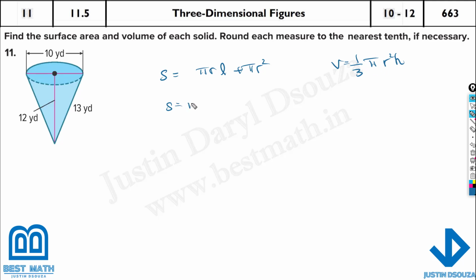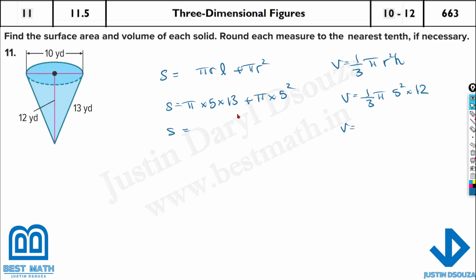Now let's substitute. Pi r is given as, see, the diameter is 10. What is the radius? It will be pi times 5 times L, the slant length, that is 13, plus pi times 5 squared. What about the volume? It's 1/3 pi, 5 squared times h, the vertical height, that is 12. You just put it in the calculator and you will get the answers. Here, these are simple. Why?